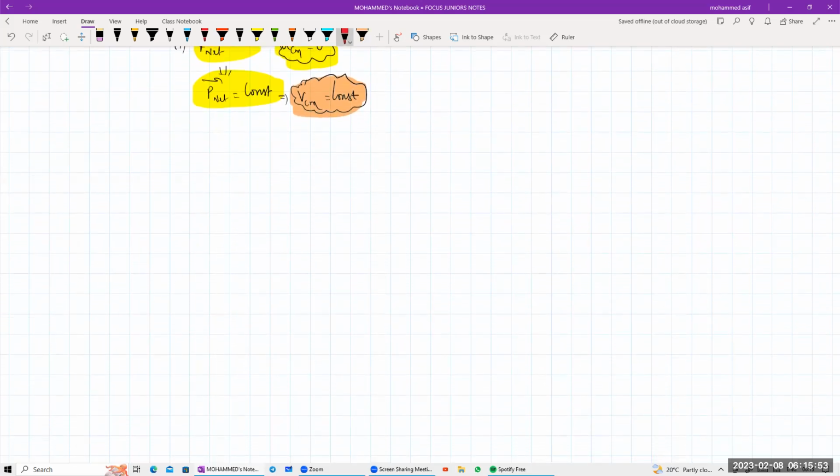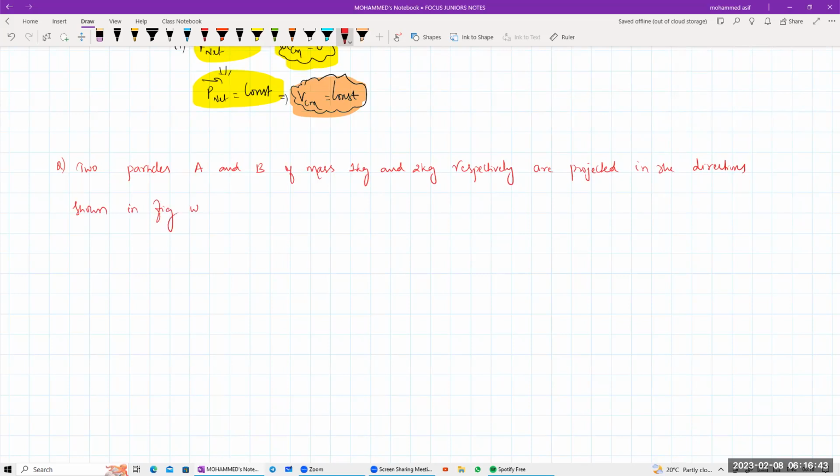See this question, madam. Two particles A and B of mass 1 kg and 2 kg respectively are projected in the directions shown in figure with speeds, good question, with speeds U_A equal to 200 meter per second and U_B equal to 50 meter per second.